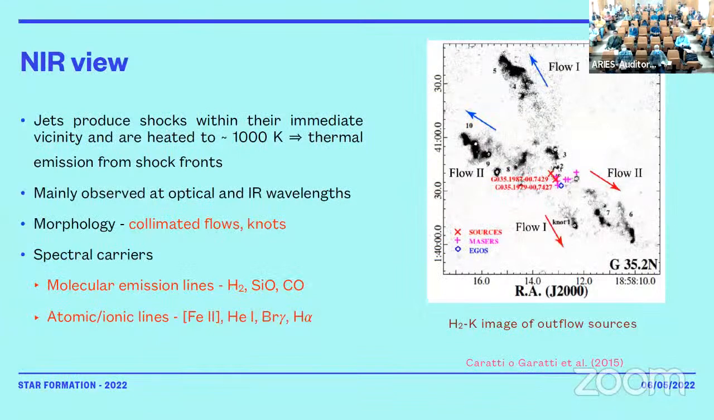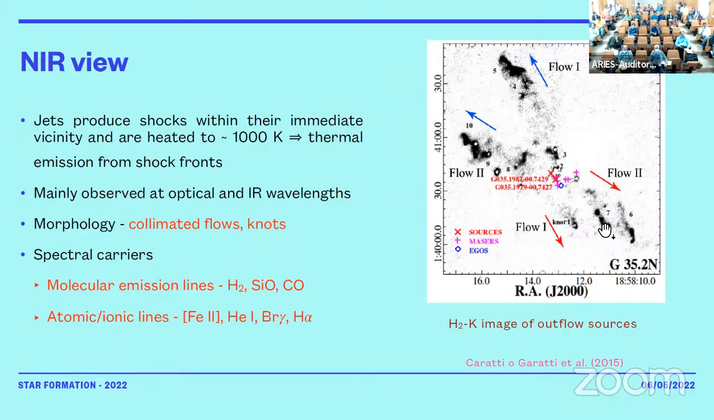As these jets interact with the interstellar medium, they produce shocks in their immediate vicinity that can heat up the surroundings to around 1000 Kelvin, which results in thermal emission from shock fronts. Such shock-excited emission is mainly observed at optical and infrared wavelengths. For example, this is the continuum-subtracted H2 image for the star-forming region G35.2N, and these authors have reported two bipolar outflows in the northeast-southwest directions. One is this, and the second outflow is this.